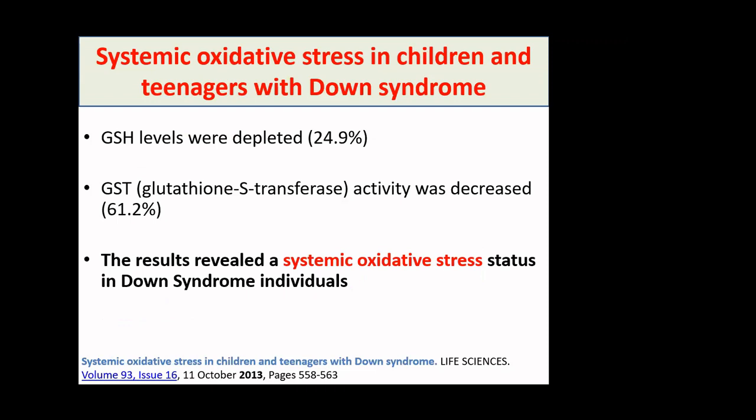They were down to 24.9%, and the glutathione enzyme, GST, was decreased by 61.2%. The results revealed a systematic oxidative stress status in Down syndrome individuals. Again, a common factor: decline in glutathione enzymes, largely contributing to a massive oxidative stress in children with Down syndrome, just as what we saw in autistic children.